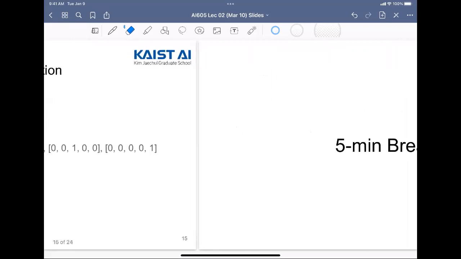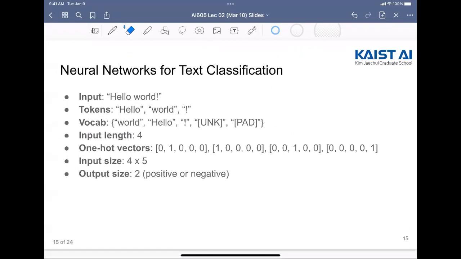So here is the very simple example again. Let's say the input was "hello world", and then we have a tokenizer. I took this vocab: world, hello, exclamation mark, unk, pad. And we have the tokens hello, world, and exclamation mark from the tokenizer. And suppose we are fixing the input length to 4. Then the one hot vector of the input will be these.